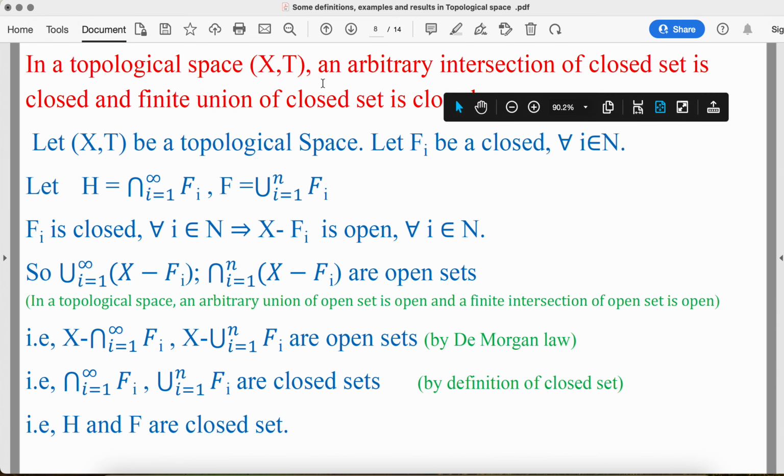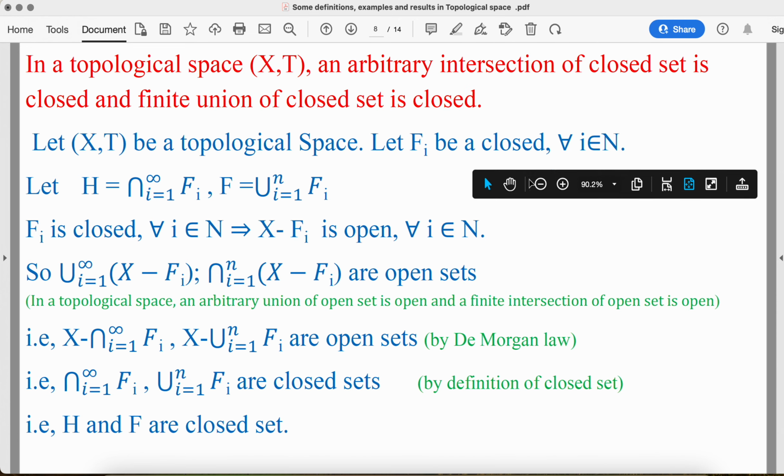In a topological space (X, T), an arbitrary intersection of closed sets is closed and a finite union of closed sets is closed. Suppose (X, T) is a topological space and Fi is a closed set for all i belonging to N. We denote H equal to the intersection of i equal to 1 to infinity of Fi and F equal to the union i equal to 1 to n of Fi. This is the arbitrary intersection and this is the finite union, because here i varies from 1 to n, here i varies from 1 to infinity.